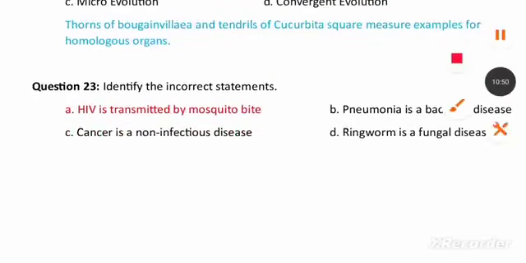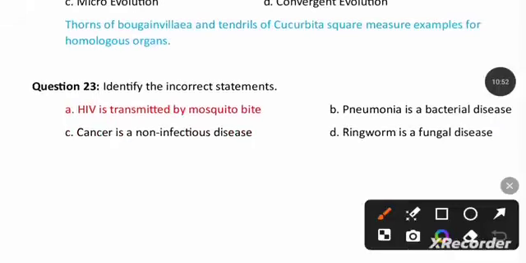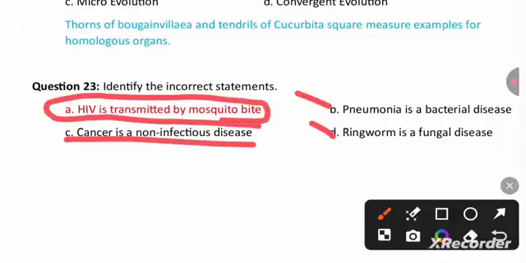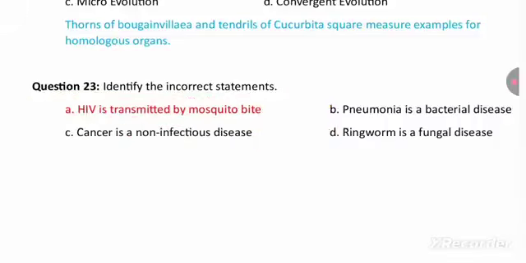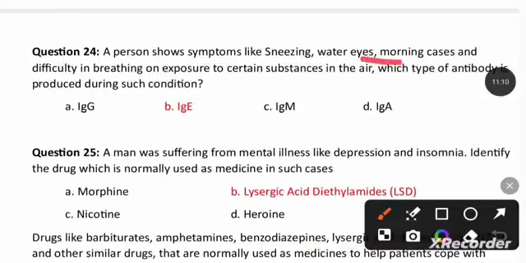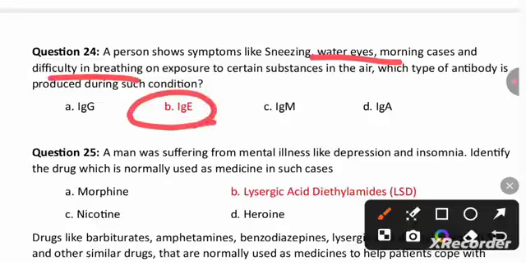Identify the incorrect statement. The correct statements are: pneumonia is a bacterial disease, ringworm is a fungal disease, and cancer is a non-infectious disease, whereas HIV is transmitted by mosquito bite is the incorrect statement. A person shows symptoms like sneezing, watery eyes, running nose, and difficulty in breathing, which means allergy. In allergy, the antibody produced in the body is IgE.